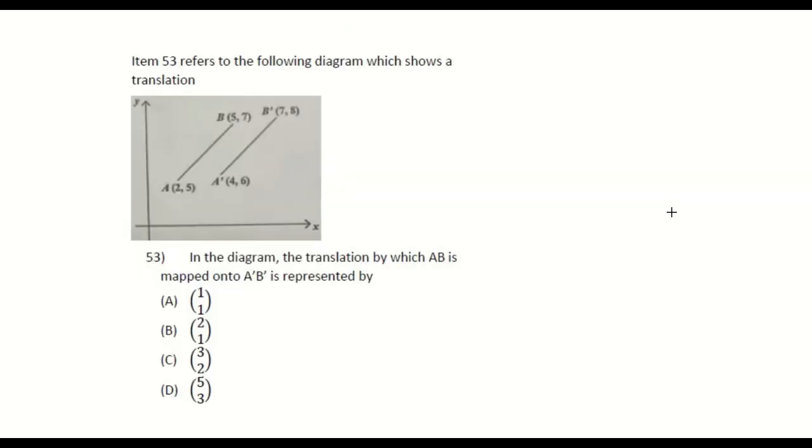This is a repeated question, but we need to make sure it's not a similar question, not a repeated question. Item 53 refers to the following diagram, which is a translation. In the diagram, we have A to image A and B to image B. A is 2 plus 1, so that's 2 and 5 plus x and y, which is my translation, would give you 4 and 6. 2 plus 2 is 4, 5 plus 1. So it'll be 2 on top, 1 on the bottom. This is a repeated question, so the answer is B. You could check for B. 5 plus 2 is 7. 7 plus 1 is 8.